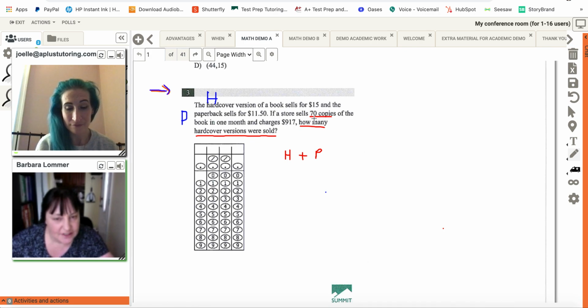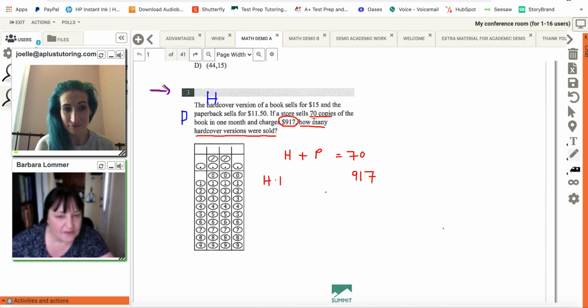And as a second step, we have to use the 917 somehow. The 917, that's the total amount of money it will cost to buy those books. I don't know yet how many hard copies I will sell, but I know they're $15 each. So however many I sell times 15 is the contribution of the hardcover versions to total sales.